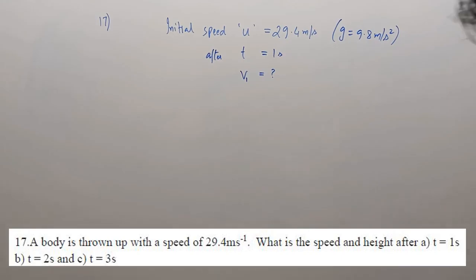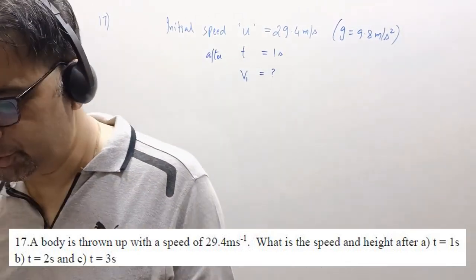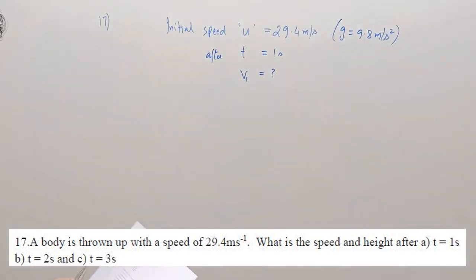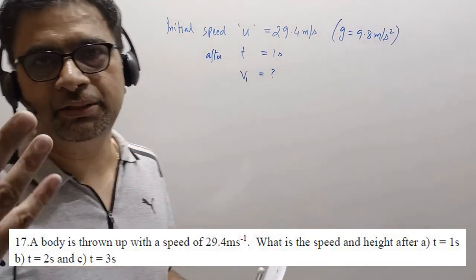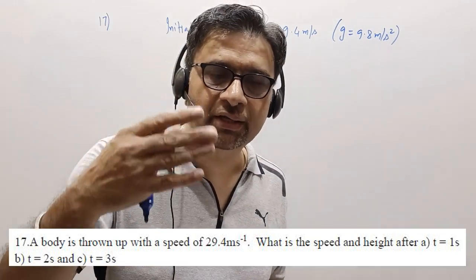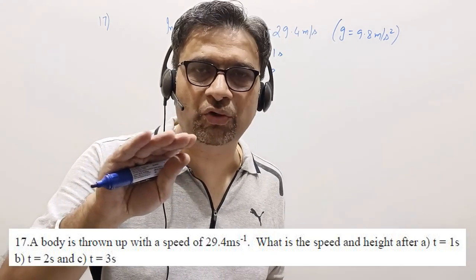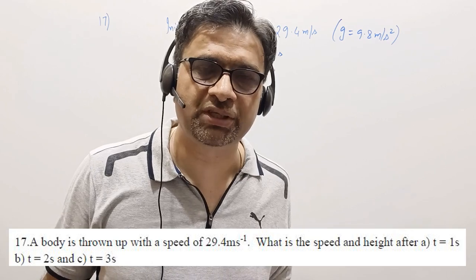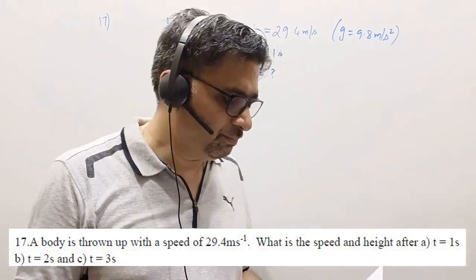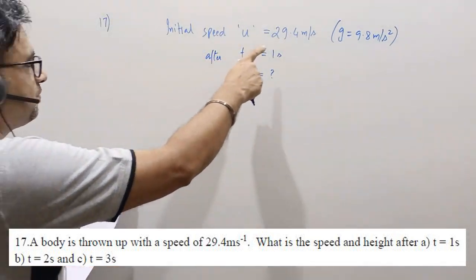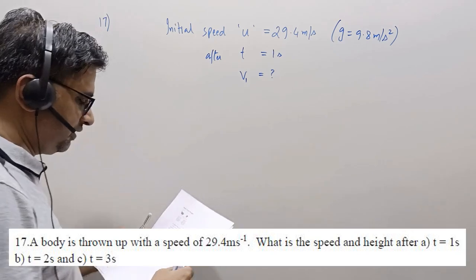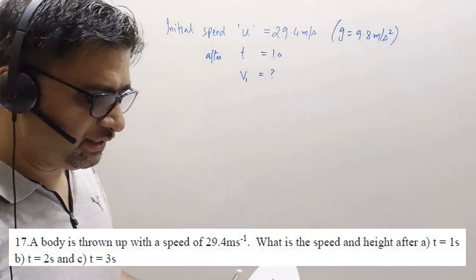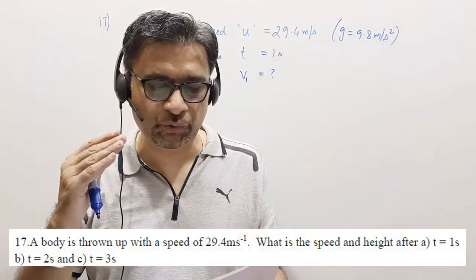So in question number 17, a body is thrown up with a speed of 29.4 meters per second. As I recommended in the previous question, whenever you're reading these questions, make note of the data, otherwise you will end up wasting quite some time. Here the body is thrown with this speed, and we have got to find its velocity after 1 second. So let us get one thing right, that the body is thrown up.